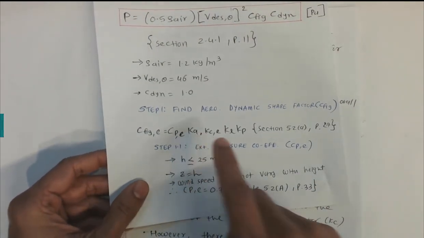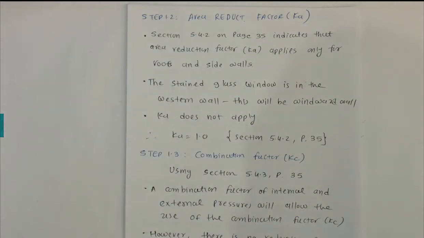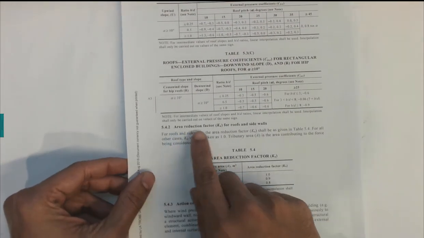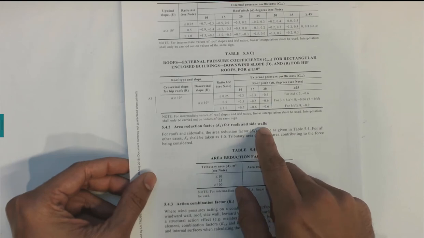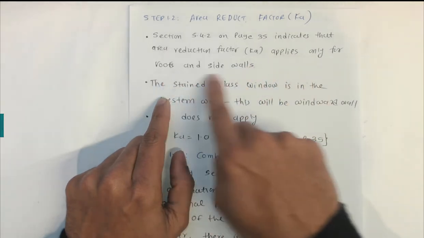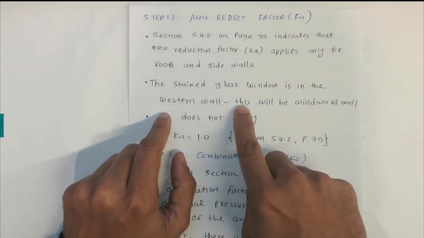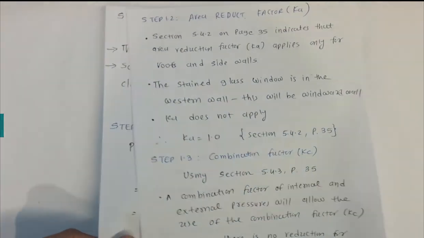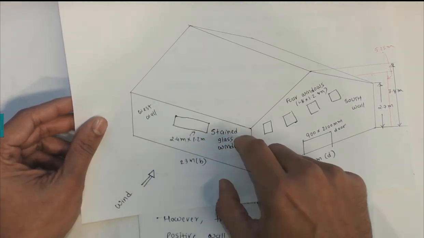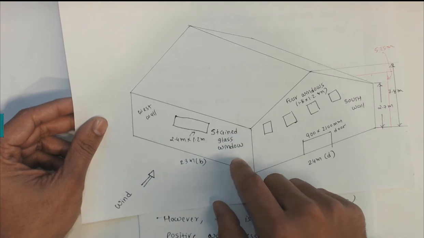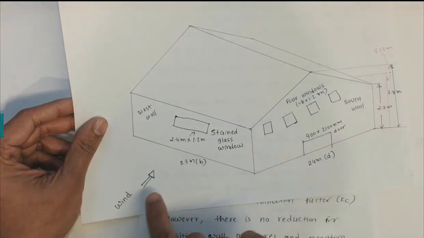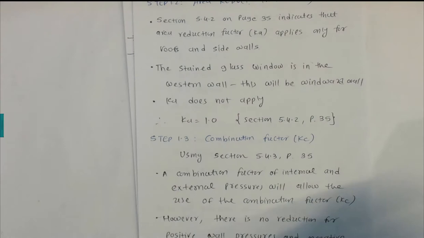Once we have this CPE value, next we find KA, the area reduction factor, in section 5.4.2 on page 35. On page 35, area reduction factors only apply to the roof and side walls. We are working on the windward wall because our stained glass window is located on the western wall, which is the windward wall. I can show it here on the drawing: wind is coming from the west side, and the stained glass window is on the windward wall. The KA calculation can be done for the roof and side walls, but for the windward wall, the KA value is 1.